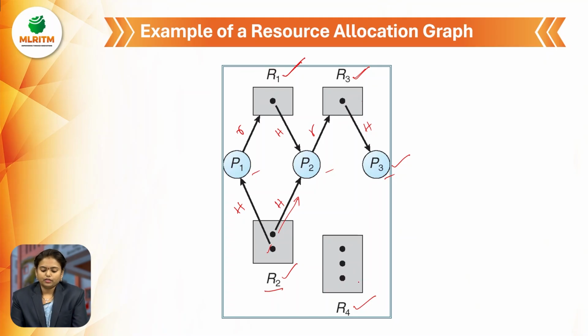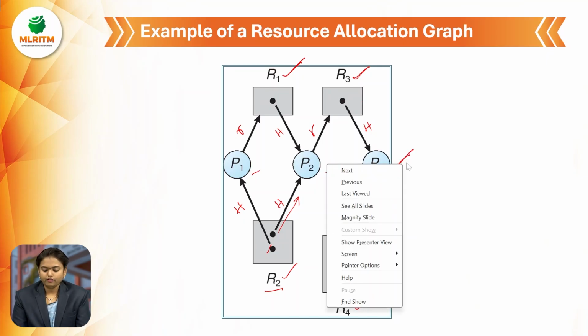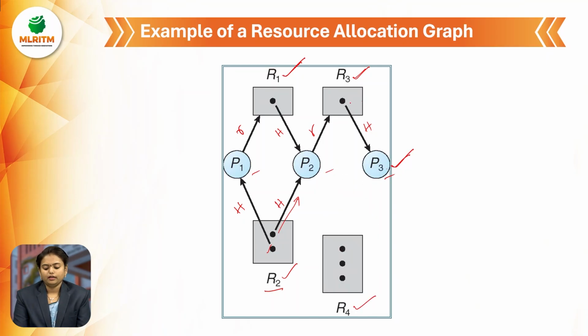Those are not used by these processes. If there is any requirement, then the process will use those resources or instances, otherwise no. First P3 will execute. P3 is holding an instance of R3, so after completing its execution, it will release the instance of R3. Then it is available for P2.